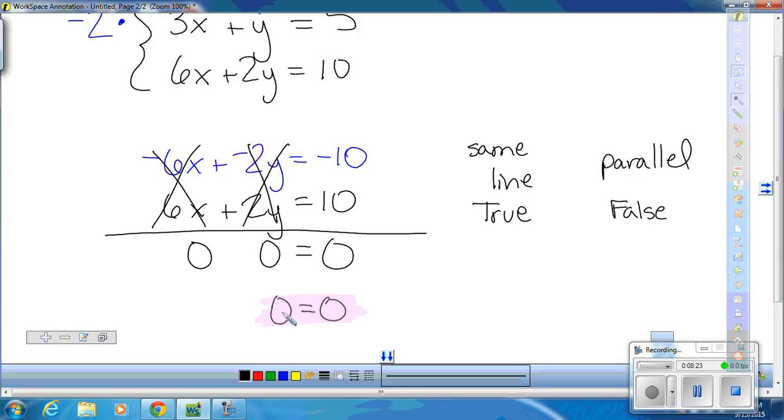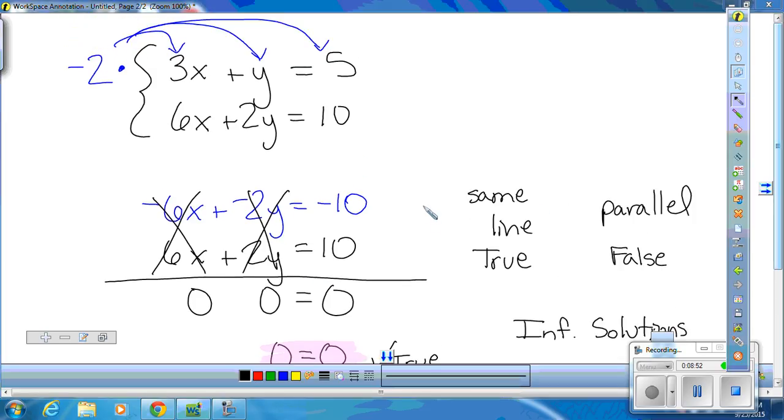So when I look at what's left here, I got that 0 equals 0. That is very much a true statement. Yes, 0 does equal 0. That means that this is a problem that has infinite solutions. They're the same line. Another hint to that was when we multiplied, notice that everything ended up being the opposite. It was 6, negative 6, 2, negative 2, 10, negative 10. They were the exact same equation. And so that means that this one has infinite solutions. But the idea here is to eliminate, sometimes you have to multiply by a number.